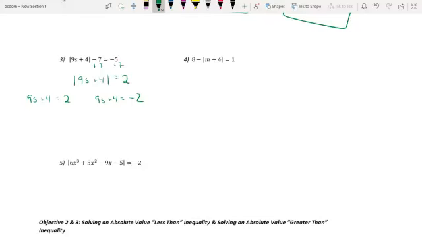When I do that, I'll subtract 4 from both sides. That gives me 9s equals negative 2. Divide both sides by 9, and I get s is equal to negative 2/9. I'm going to do the same thing for this next equation. Subtract 4. That gives me 9s equals negative 6. Divide both sides by 9. I get s is equal to negative 6/9, which I can simplify to negative 2/3. So I get negative 2/3 and negative 2/9 for my solution for that one.